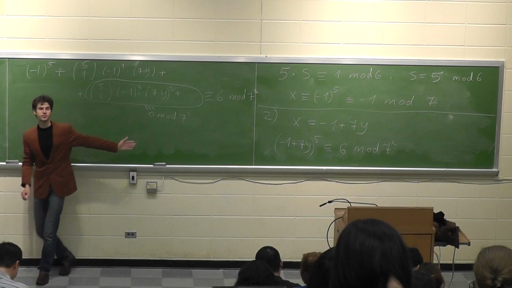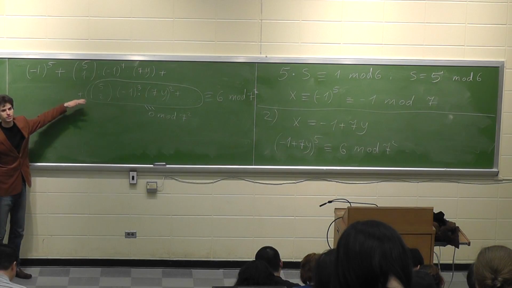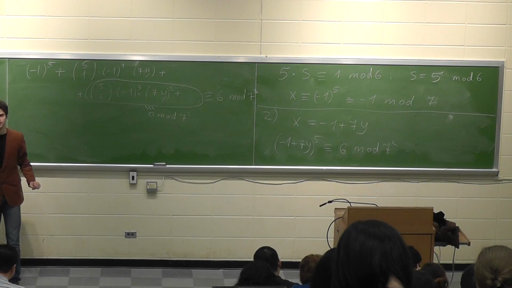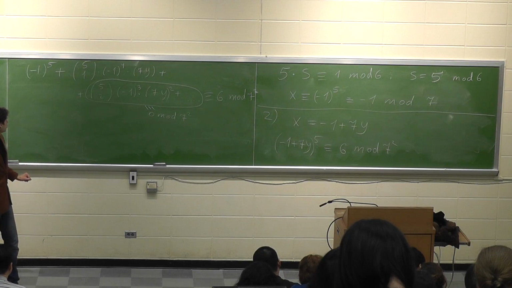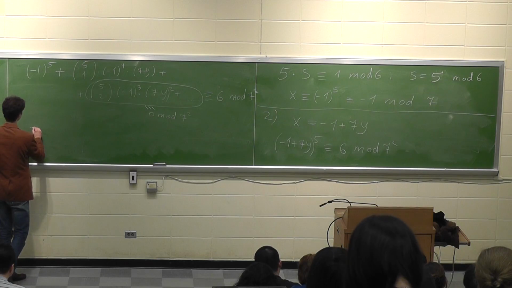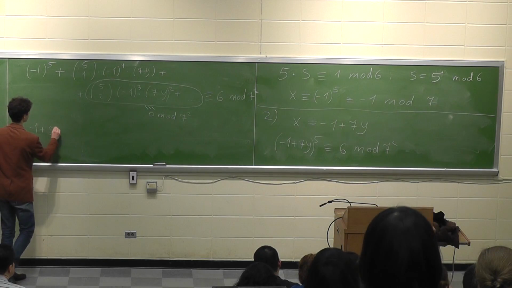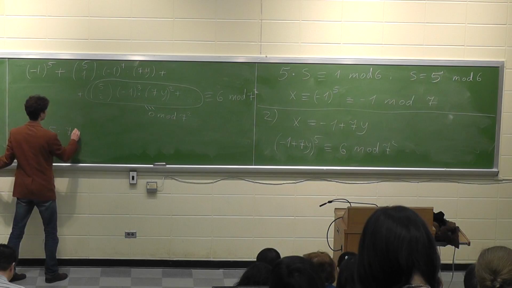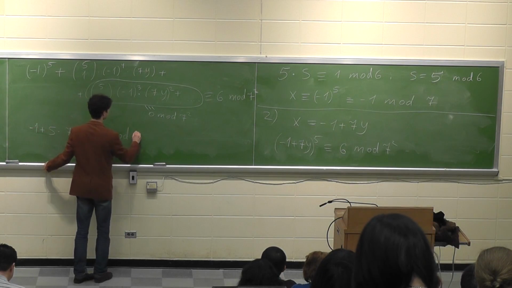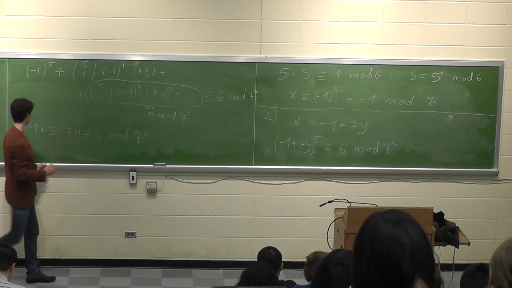So basically my equation is just like this. Very simple equation, only two summands. Okay, so now let me write it explicitly. Minus 1 plus 5 times 7y is congruent to 6 modulo 7 squared.